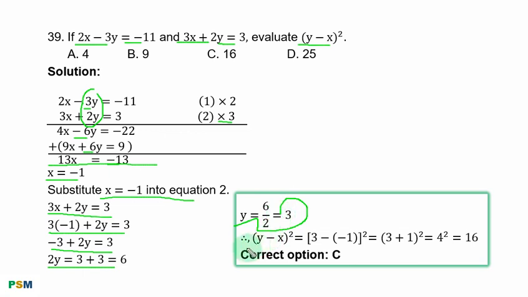You are asked to evaluate this. y is equal to 3, minus s is minus 1. So you put that value in brackets so that you have 3 minus times minus 1 is plus 1. So 3 plus 1 is 4. 4 squared is 16. The correct option is C.